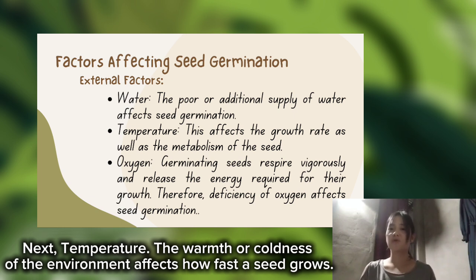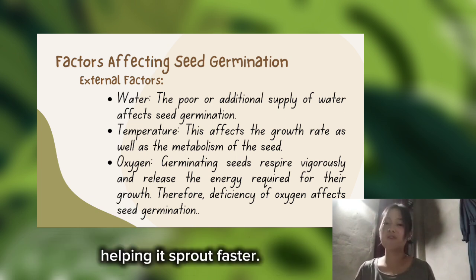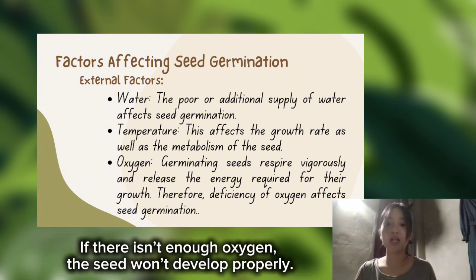Next, temperature. The warmth or coldness of the environment affects how fast the seed grows. If the temperature is just right, the seed's metabolism will speed up, helping it sprout faster. And lastly, oxygen. Seeds need oxygen to breathe and get energy for growth. If there isn't enough oxygen, the seed won't develop properly.